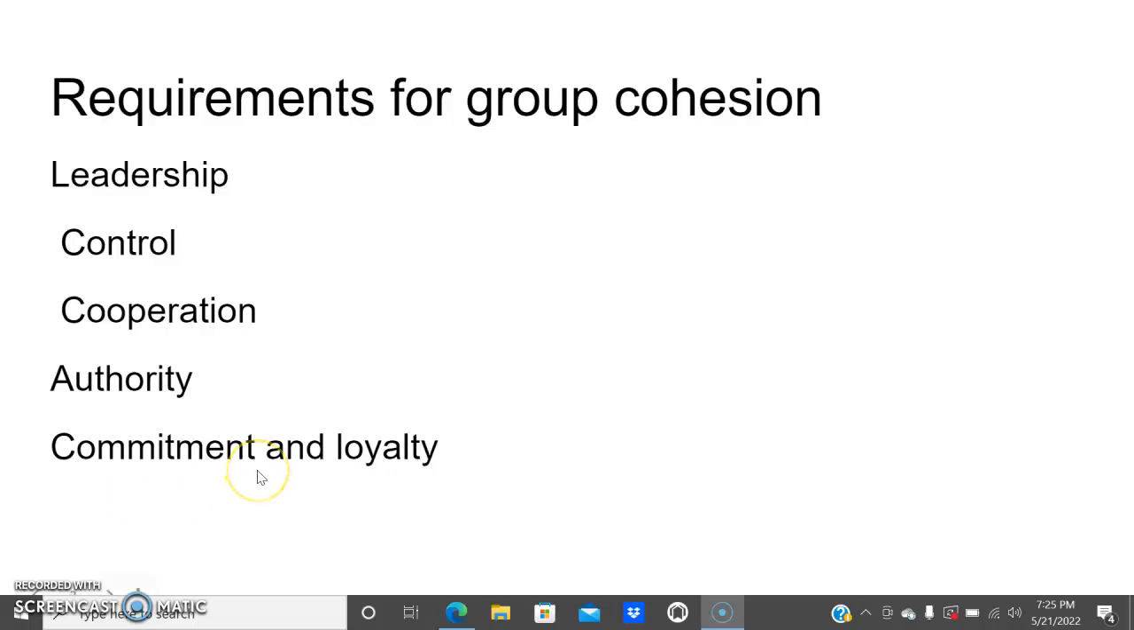All right. So if you get this question or this topic in the examination, these are some of the requirements that you can write for group cohesion.